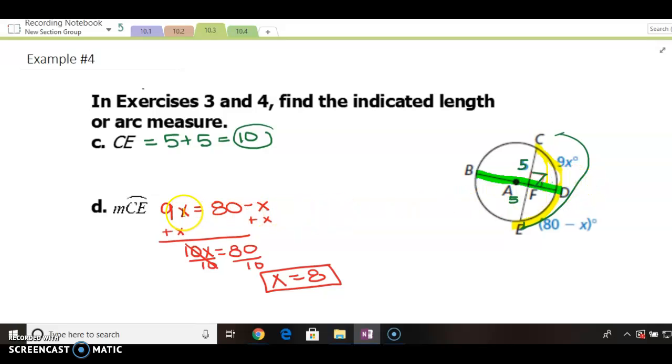So what I would do is set 9x equal to 80 minus x, solve it, and you get x equals 8. Guys, that is not the right answer. When x equals 8, 9 times 8 is 72, 80 minus 8 is 72, and so the measure of CE would be 144 degrees.